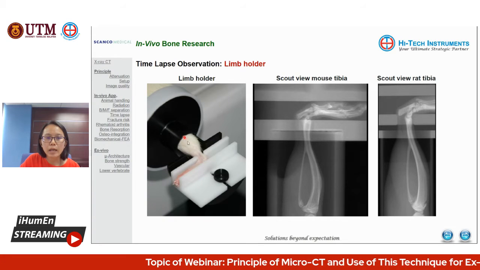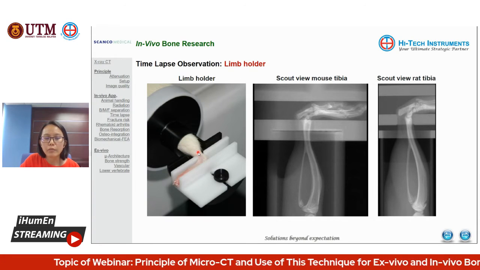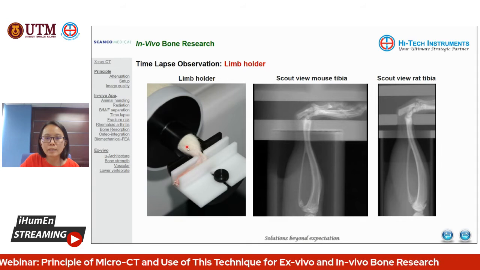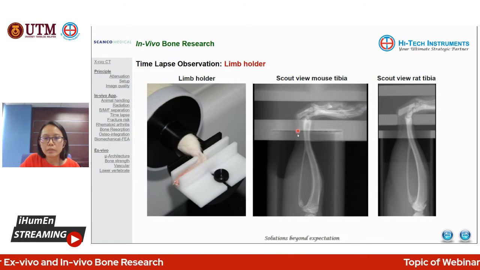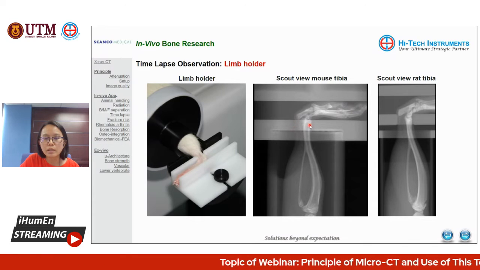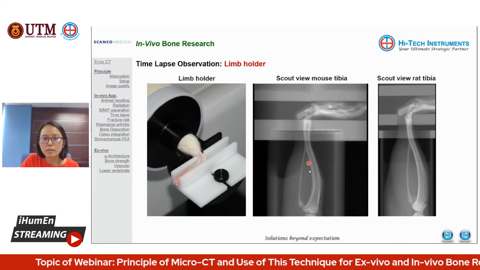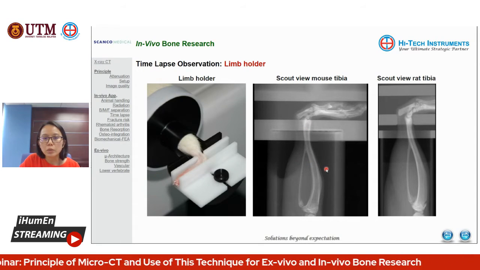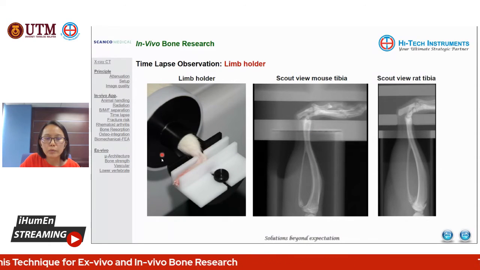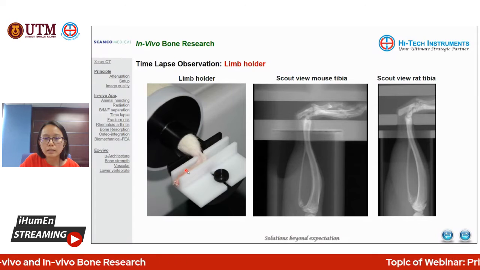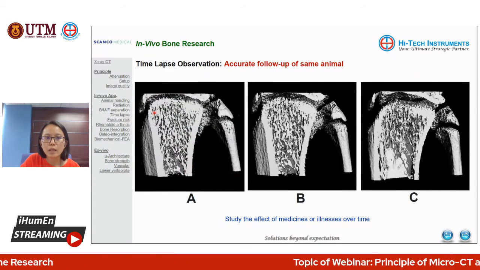So the limb of the animal, for either rats or mice, is being held nicely. It is being clamped nicely so that you can define the area that you would like to scan, whether you would like to focus on the top, the epiphysis, or the metaphysis, or even the diaphysis area of the tibia. So every time you hold the animal using the same holder, you get a precise follow-up, as you can see here.